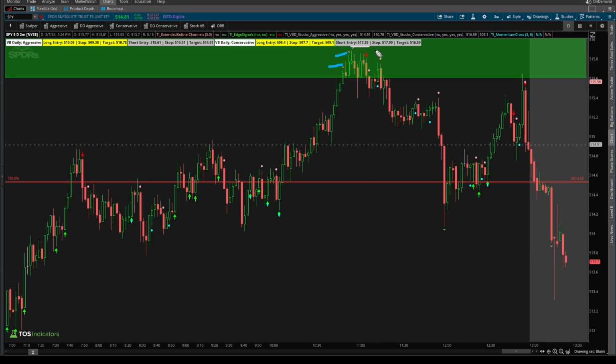We have a bunch of wicks to the upside. We see our overbought confirmation signal with the edge signals indicator. And we even see that 1-2 punch setup, which tells us that, hey, the sellers are taking over control. The buyers are trying to defend, but they failed, and the sellers have really won this battle.